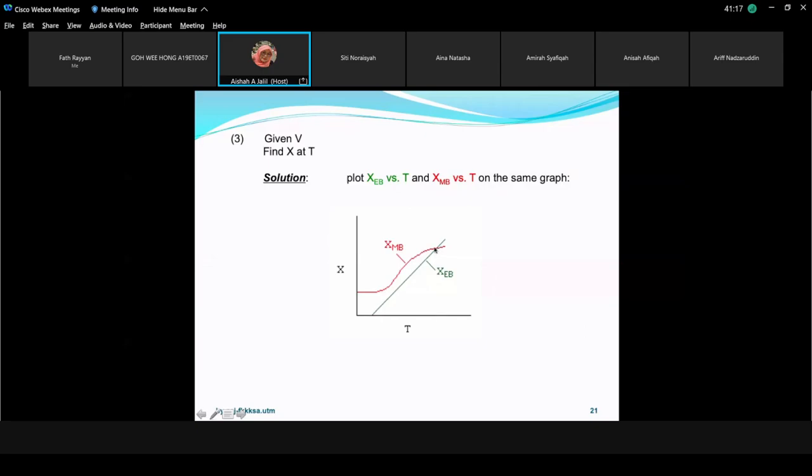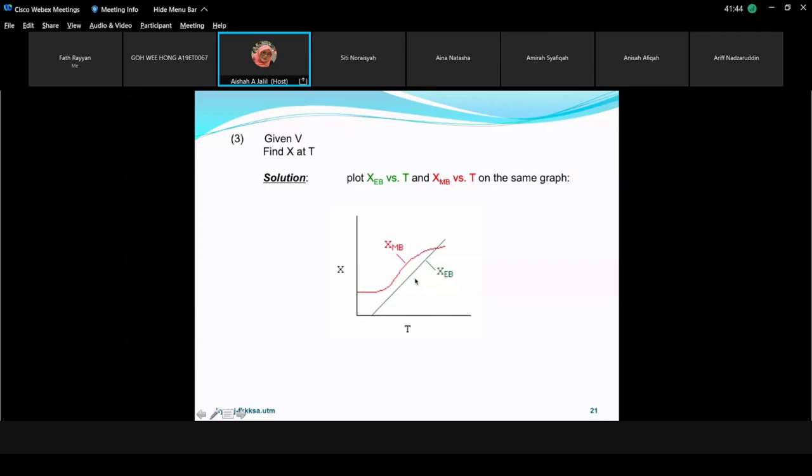What do we call this meeting point? What point is this one? Intersection. Okay, the intersection is the answer for this type of question. Okay, so the X and T.